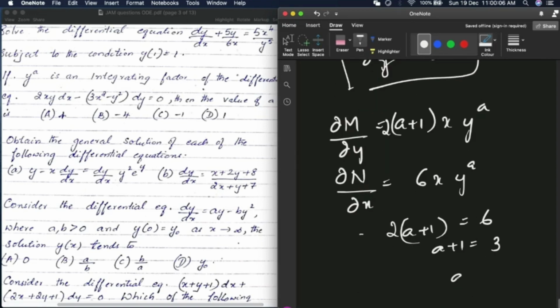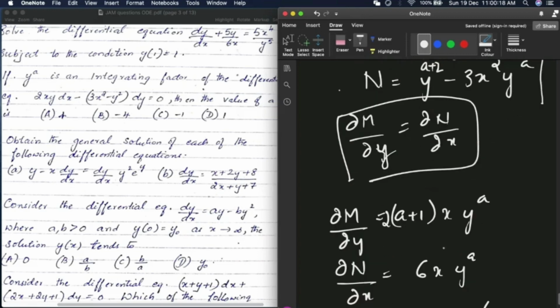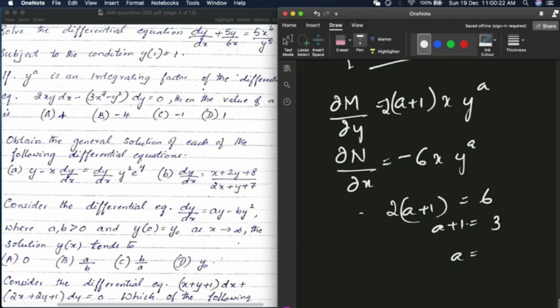So a plus 1 is equal to 3, or a is equal to, what did you get? What answer did you give me? 3 minus 1, 2 is not given. No, I made a mistake. Is there a plus or minus mistake that I've made? Yes, there is a minus here now. A is minus 4. Clear?